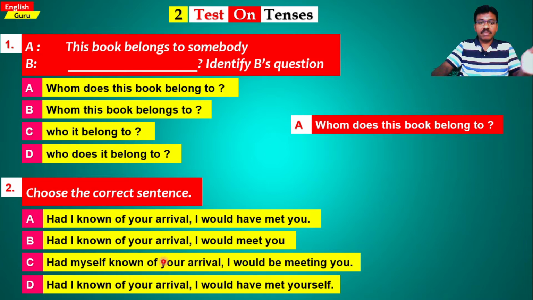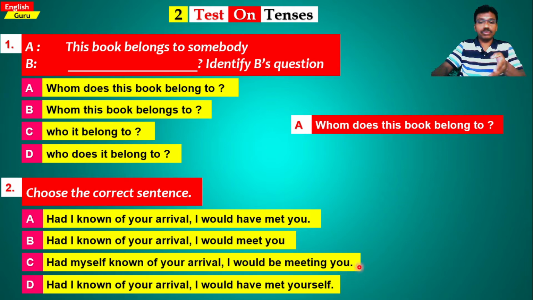So all of them are right so far, but we have to see the second part and eliminate the wrong answers. The first one, the main clause, I would have met you, this is right, of course. Let us see others also. I would meet you, no. This is wrong because there is a past perfect in the if clause, so the main clause should have would have.